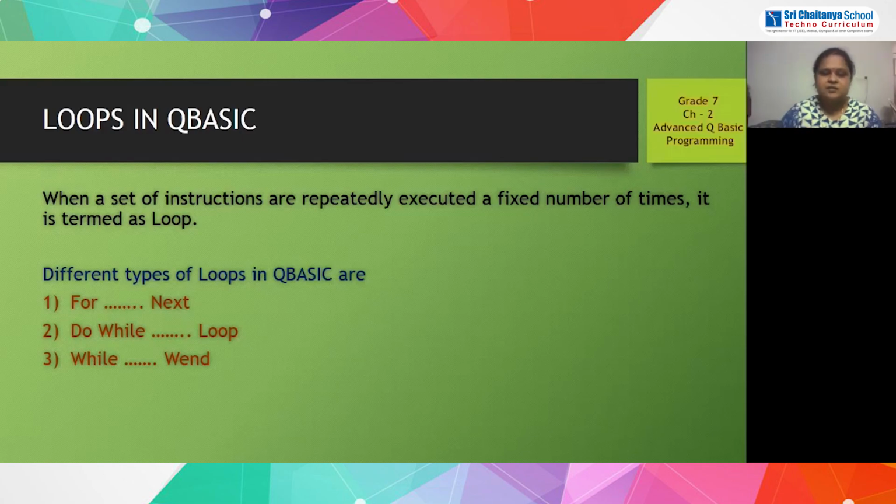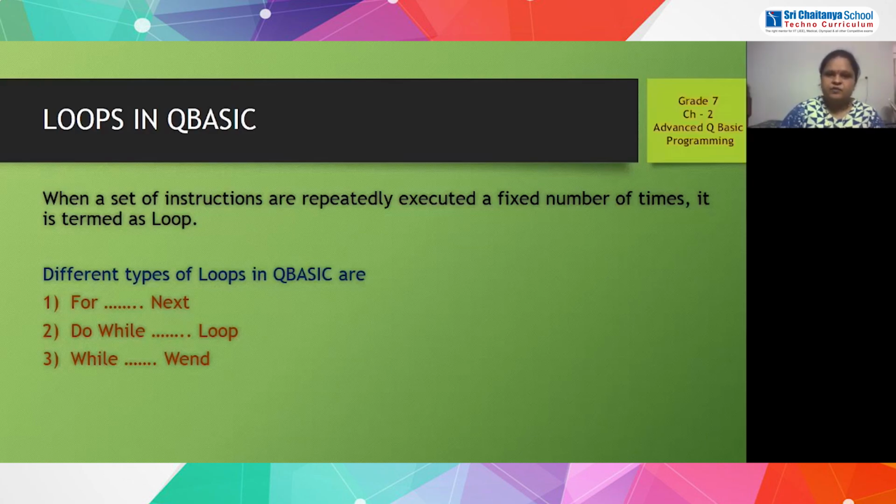Okay, you can see the definition now. When a set of instructions is repeatedly executed for a fixed number of times, it is termed a loop. We have different types of loops in QBasic. They are FOR, NEXT, DO WHILE, and WHILE, WEND loops. Let us learn one by one how they work.